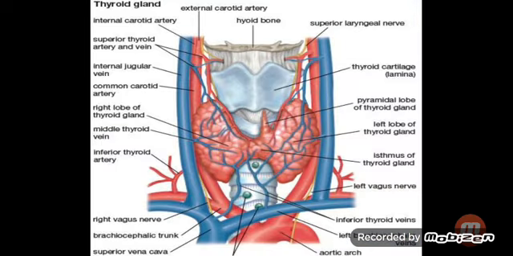What are the relations of the trachea? Anteriorly it is related, as you know, to the back of the sternum, thymus gland, left brachiocephalic vein, then the origin of the brachiocephalic artery and left common carotid arteries that come from the arch of aorta, and the arch of aorta.